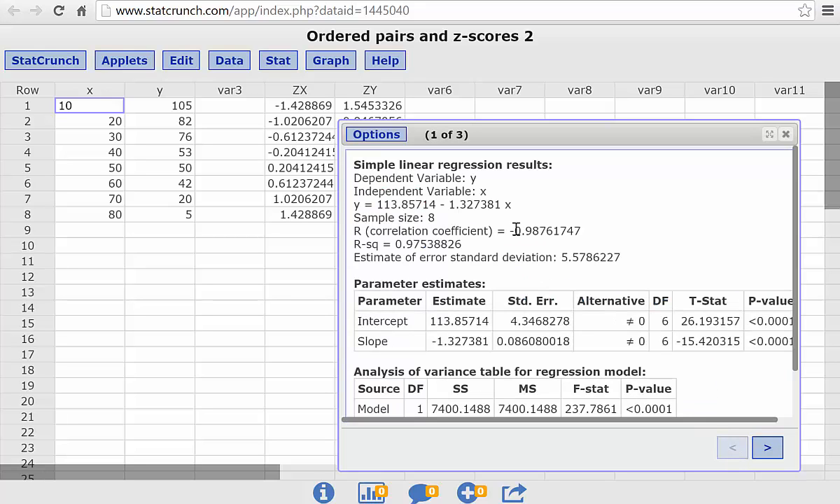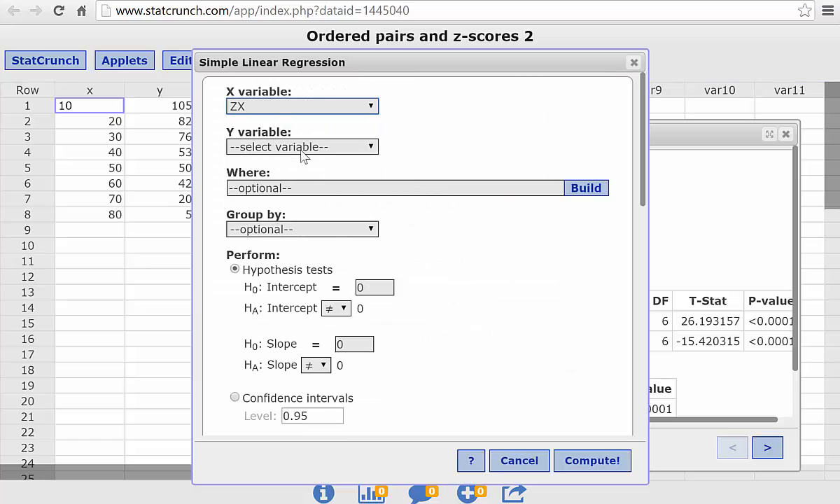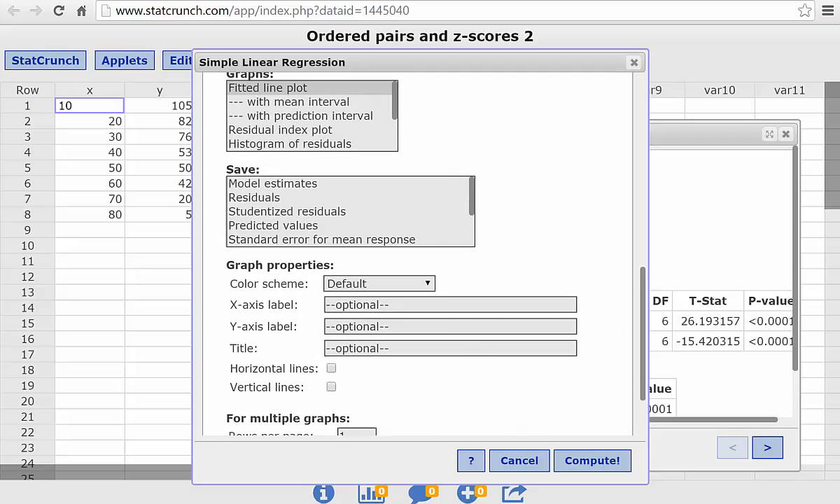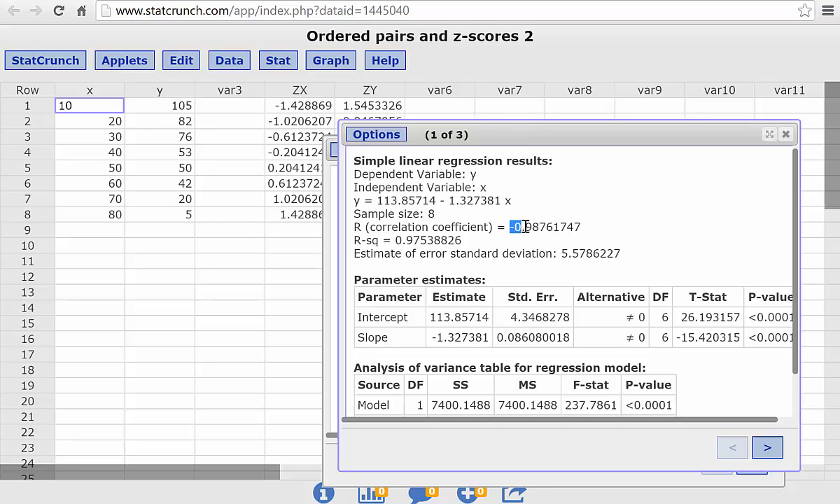So let's remember our R value here. Our correlation coefficient is minus 0.9876 if we round to 4 decimal places. Now let's do a regression on the z values again. And we'll plot the line. And here we see that the slope for the line of best fit for the z-scores is the same as the correlation coefficient for the ordered pairs x and y.